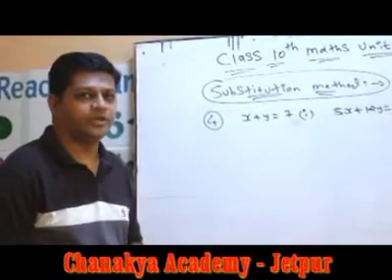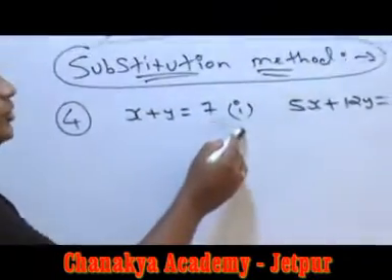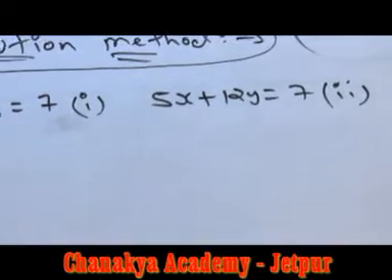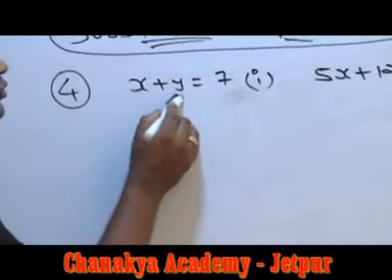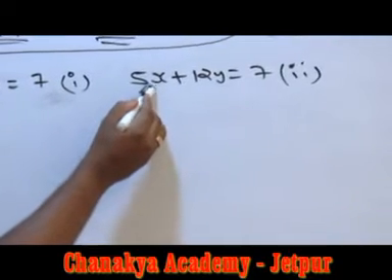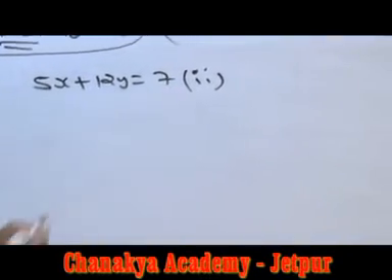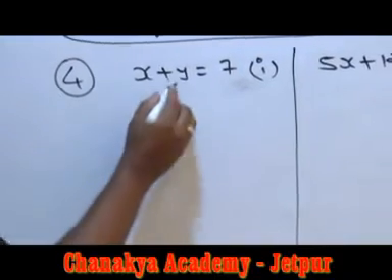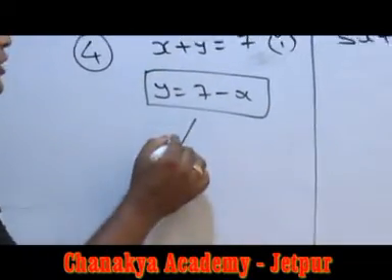Okay students, moving to next question. x plus y equal to 7, equation number 1. Second equation is 5x plus 12y equal to 7. Here the coefficient of x is 1, coefficient of y is 1, 7 is constant. In equation number 2, coefficient of x is 5, coefficient of y is 12 and 7 is constant. Now our first step will be y equal to 7 minus x, which is our y form.